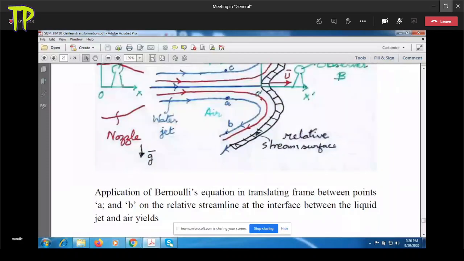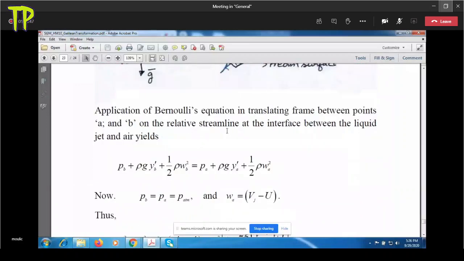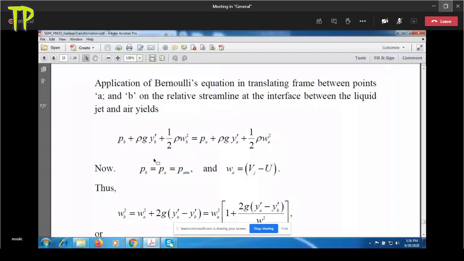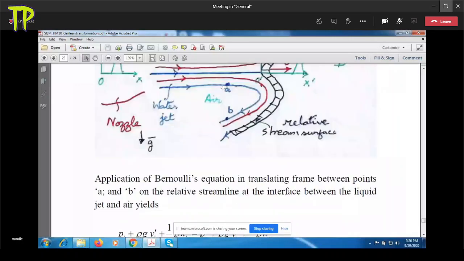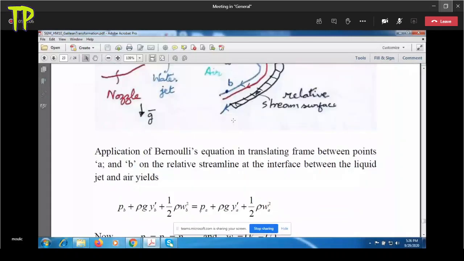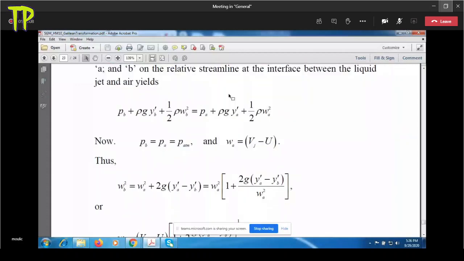Can we find the relative velocity at point B? Well, if I look at this equation, there were three terms on the left hand side and three terms on the right hand side, but the first term on the left hand side cancels with the first term on the right hand side because there is no change in pressure as the particle goes from point A to point B. But its elevation is changing. Now, we know WA. We want to find WB. So keep this term on one side and move this term to the other side.